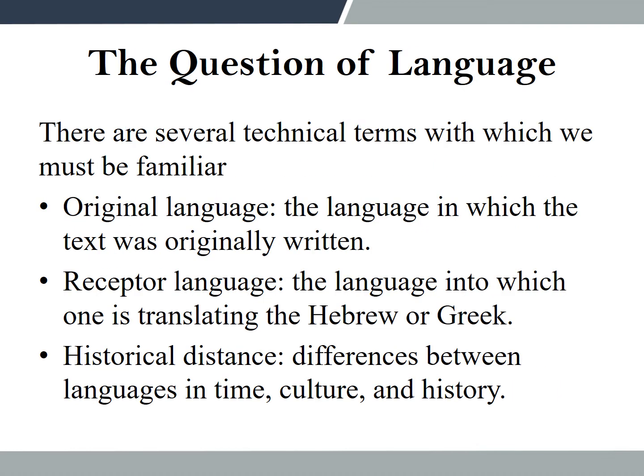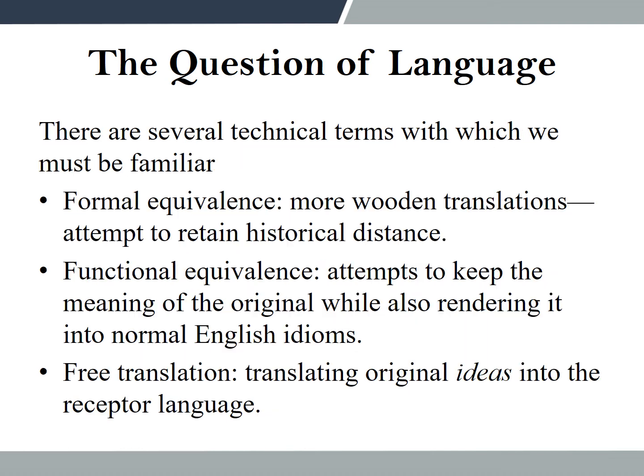So there are some technical terms we need to get under our belts in order to understand Fee and Stewart's discussion. First is original language. That term means the language in which the text was originally written. The receptor language is the language into which one is translating. The Greek or the Hebrew, in our case, would be English. The historical difference are the differences between languages in time, culture, and history.